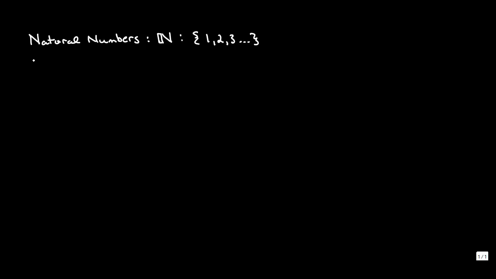The next set of numbers are the integers. And the integers are usually represented by a bolded Z. And they are all of the natural numbers, plus some more. They are all of the additive inverses of the natural numbers. So meaning all of the negatives. And the number 0.